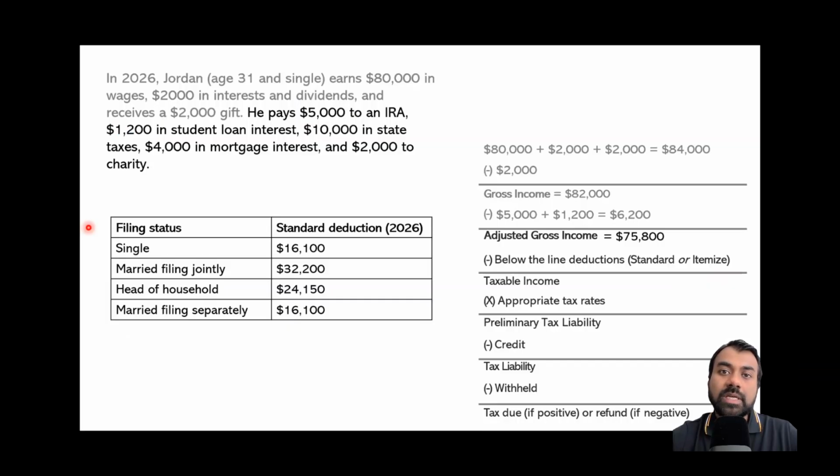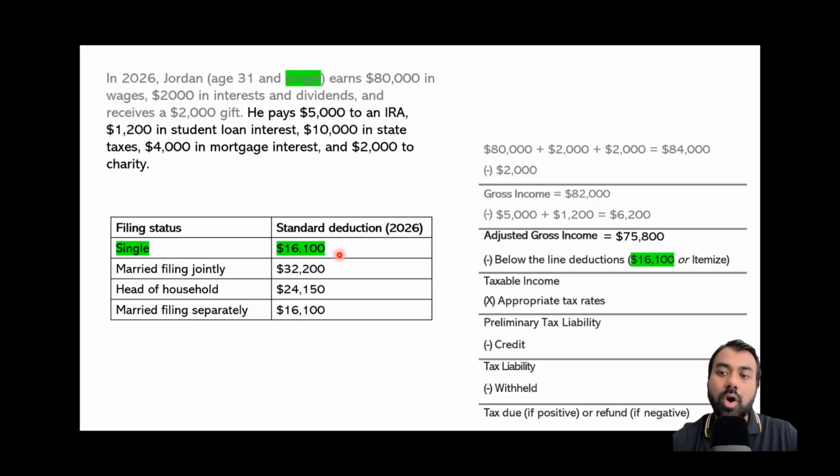Now, this information will be provided to you during your CFP exam, so you don't have to memorize these numbers, and also these numbers change over time. Now, because Jordan is a single tax filer, we just look at this row in the table. And for single tax filers for the tax year 2026, standard deduction is $16,100.